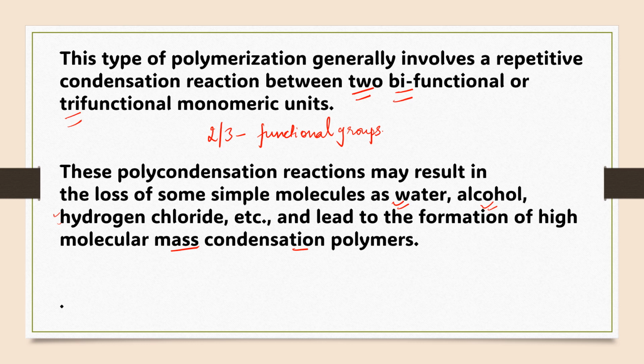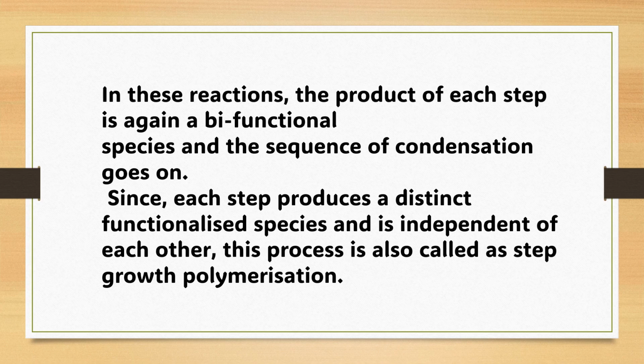Now the next question is why condensation polymerization is also known as step growth polymerization. Why? Because the product of each step is again a bifunctional species, and the sequence of condensation goes on. Since each step produces a distinct functionalized species and is independent of each other, this process is also called step growth polymerization. I hope it makes sense, right?